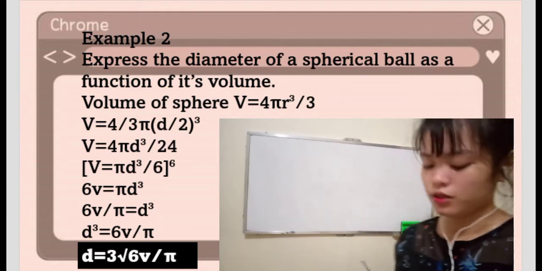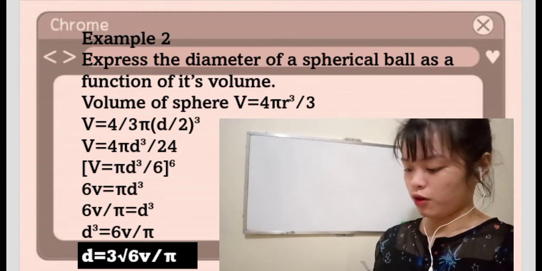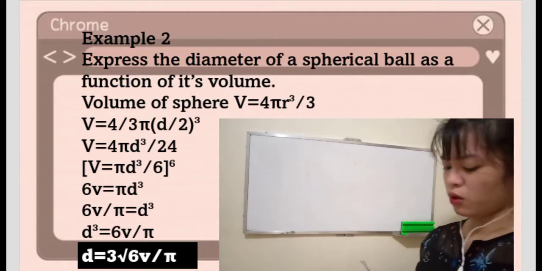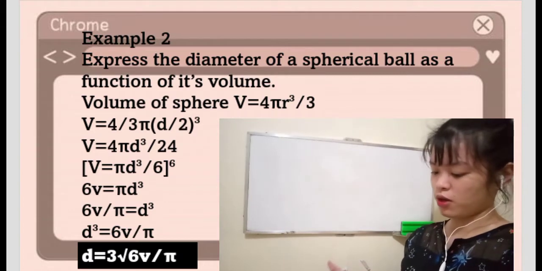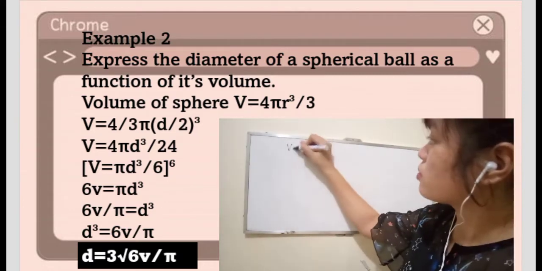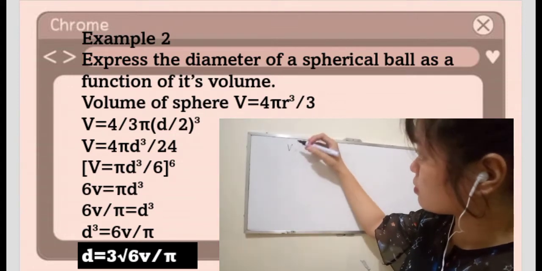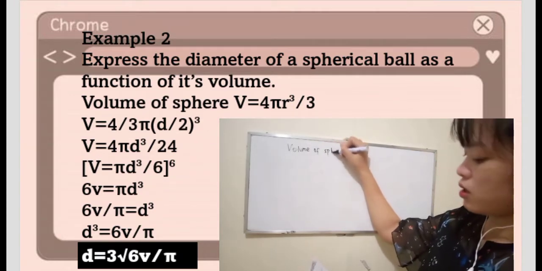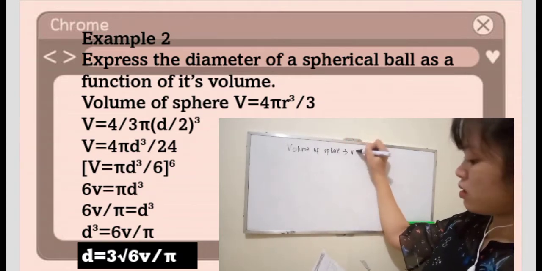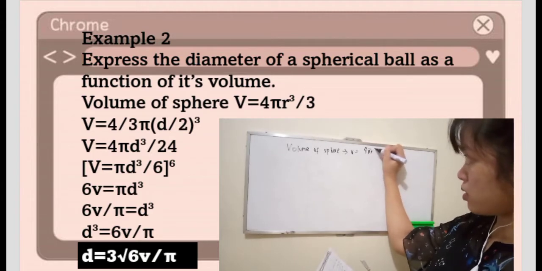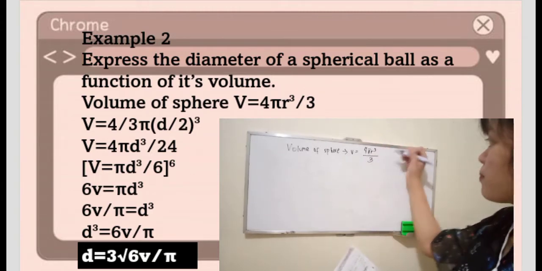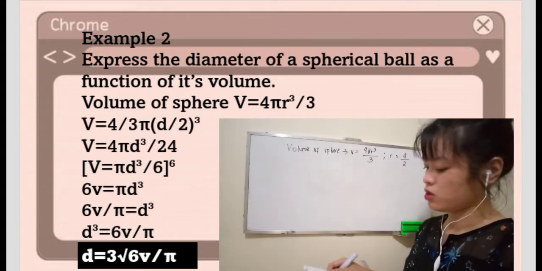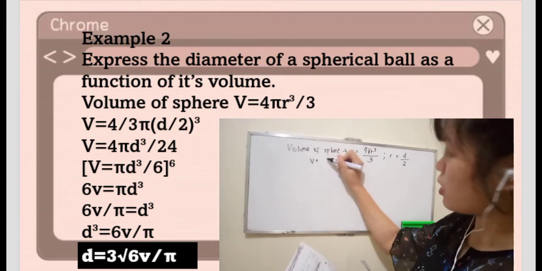Example number 2. So, sabi dito, express the diameter of a spherical ball as a function of its volume. So, una-una sa lahat, titignan muna natin kung ano ba yung value ng sphere. So, the volume of sphere is V equals to 4 pi r cubed over 3. And the radius natin is d over 2. So, paano siya kukumputin? Kopyahin muna natin to.